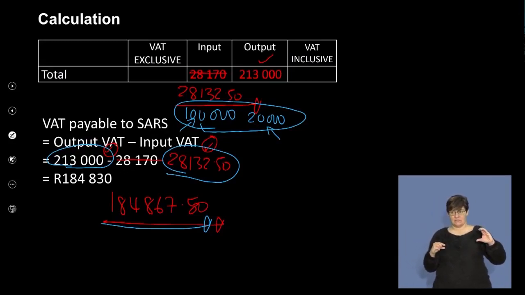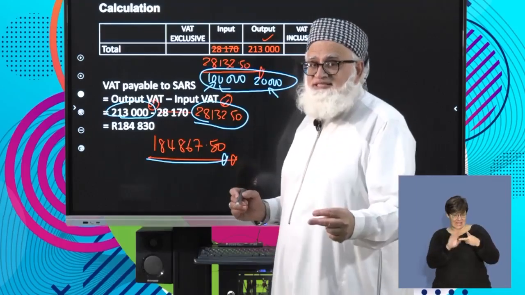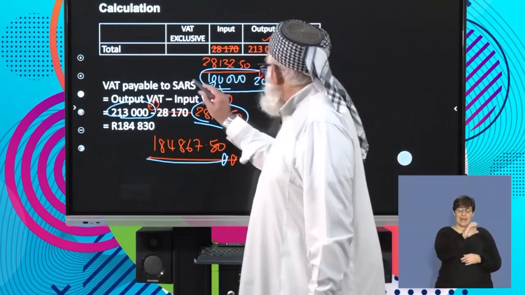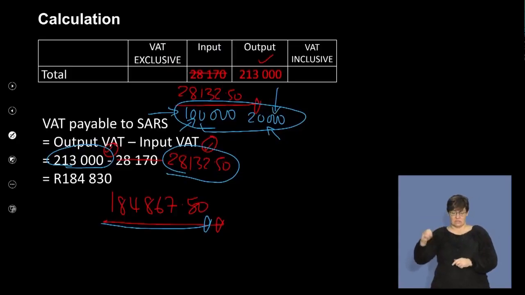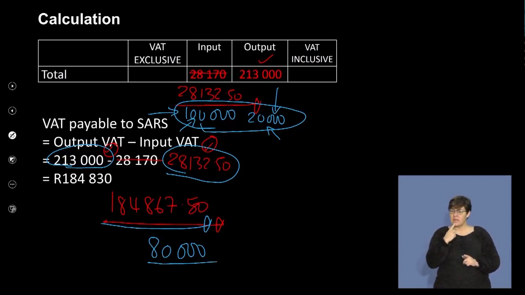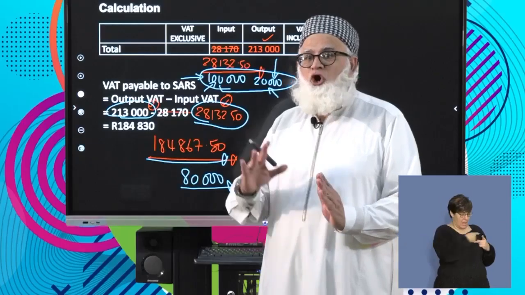Remember, I'm showing it to you in a different color so you can see the difference between the two situations. In the second scenario, your input is 100,000 and your output is only 20,000. In this case, you can see that the 80,000 would be an amount receivable from SARS. Can you see that? Why? Because your input is greater than your output.